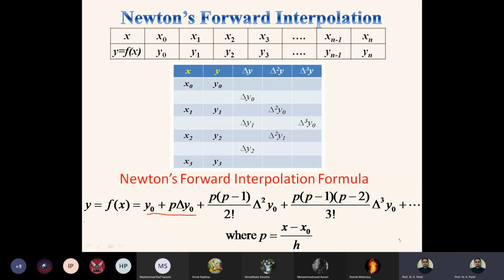Now in the formula, we require all the first values of this table. So y0 plus p into delta y0 plus p into p minus 1 upon 2 factorial delta y0.